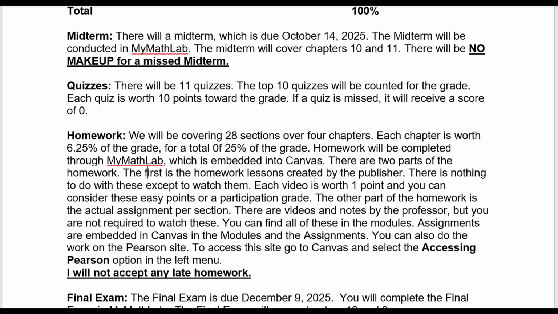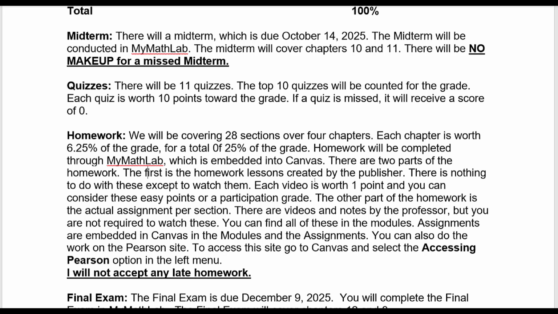I really want to stress that it's important to go through the lessons. I used to get quite often people saying, how do I answer question 1? How do I answer question 2? And I'd say, did you watch the videos? Well, no. So watch the videos. They're there for a reason, and it's an easy part of the grade to get credit for.